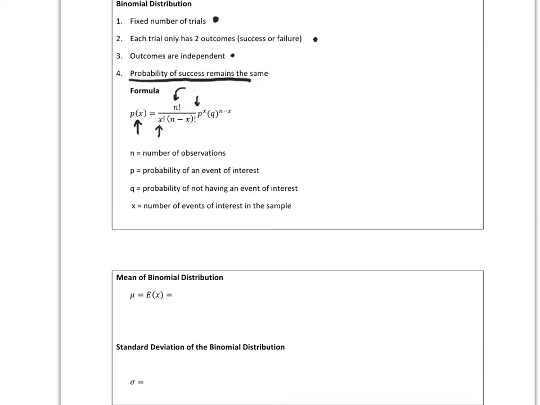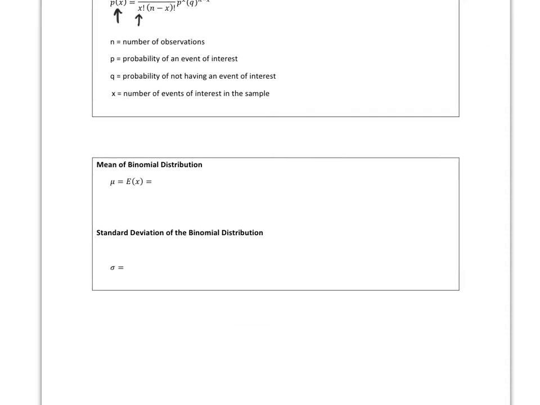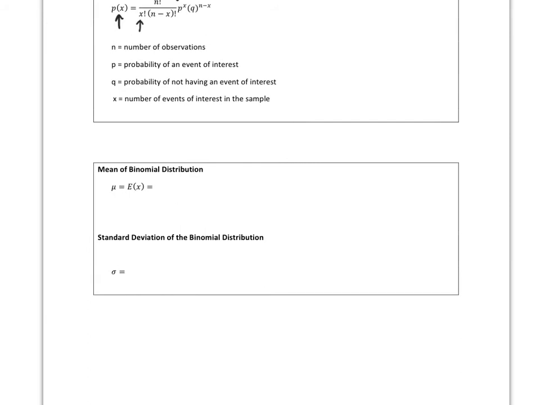All right, now the way you find the mean of a binomial distribution, or the expected value of it, you just take n, number of observations, times your probability of success. And your standard deviation will be the square root of the number of observations, times the probability of interest or success, times the probability of the one we're not interested in.